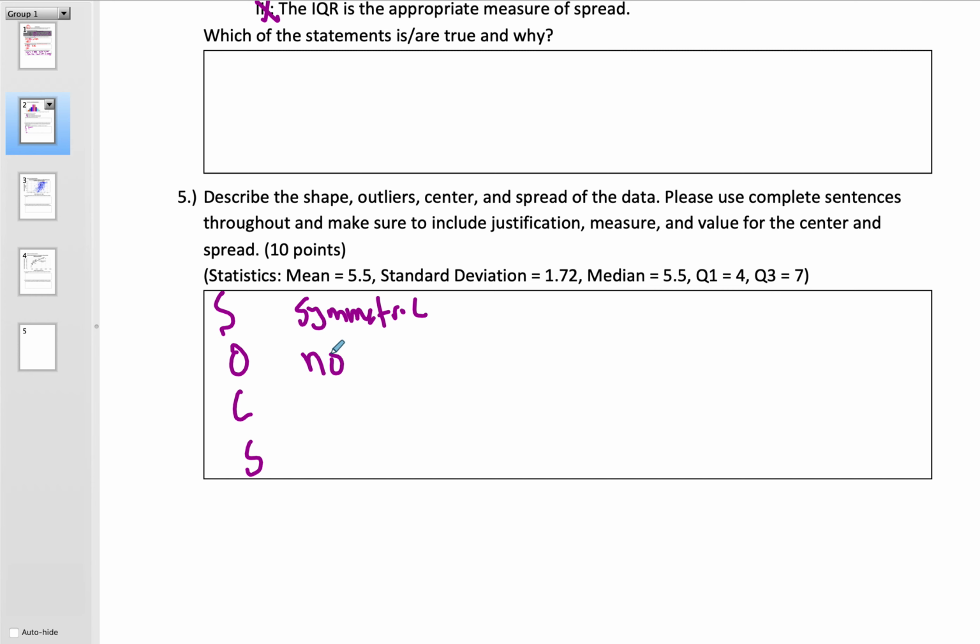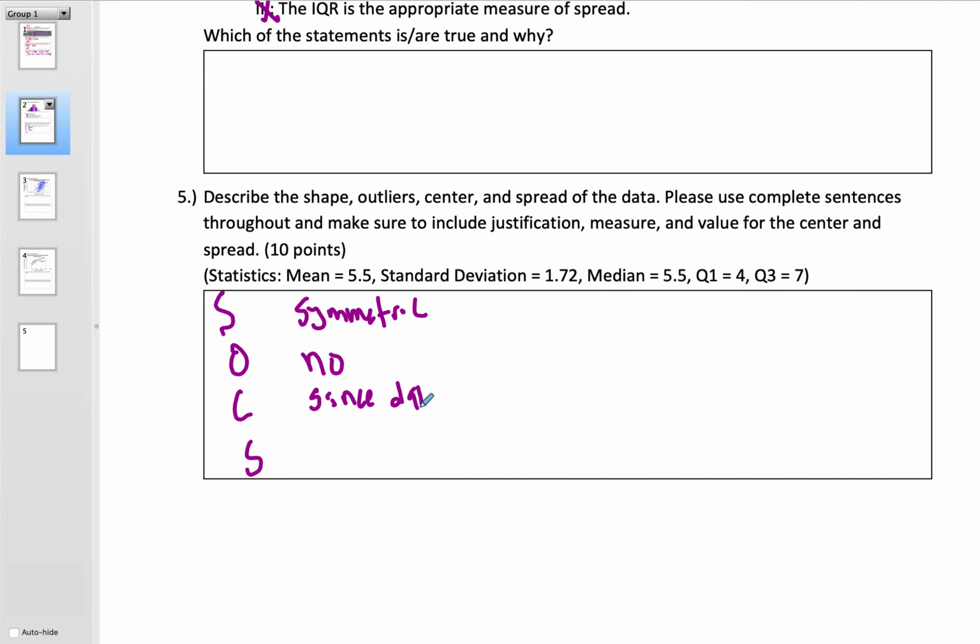Outliers, no, there's no outliers. Okay, center and spread, here's where we kind of got different answers and lost some points. So remember that you need to tell me why you're choosing the measurement in terms of the shape.